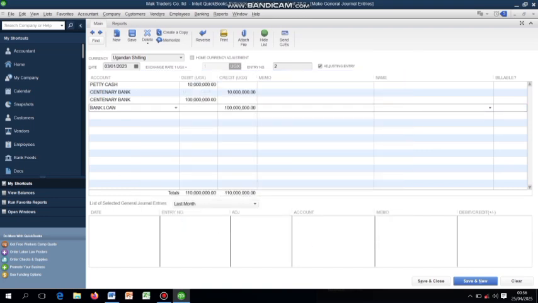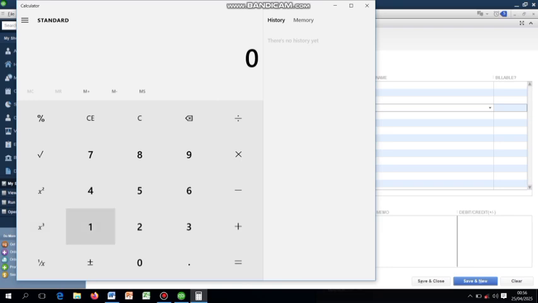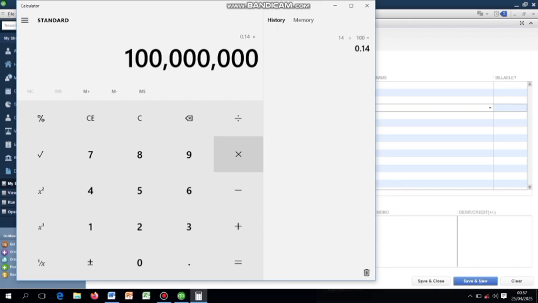So after that, but it has an interest, right? So I'm going to calculate the interest. I'll come here and write calculator. So I'll use this calculator. It's at 14% per annum, meaning I'll get the 14 divided by 100. Then when I get this answer, I will multiply it with the loan, which is 100 million. But what I get is just for 1 year. So I'll have to multiply it by the 5 years to make it full.